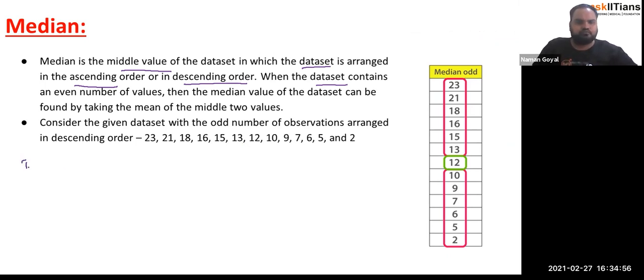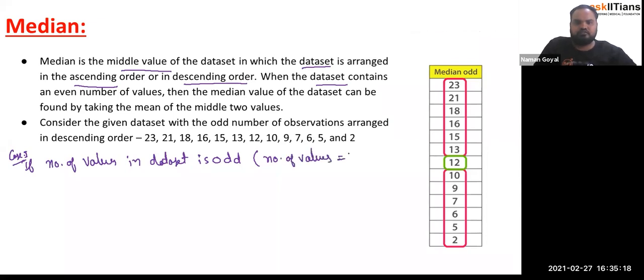First case one is, if the number of values in the data set is odd, let us take the number of values as n. Number of values is equal to n. So if the number of values in the data set is n, then the median is the (n plus 1) by 2th term. This is the median of that particular data. Are you getting my point?